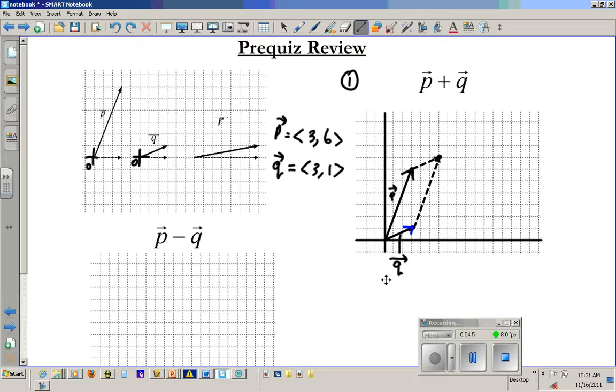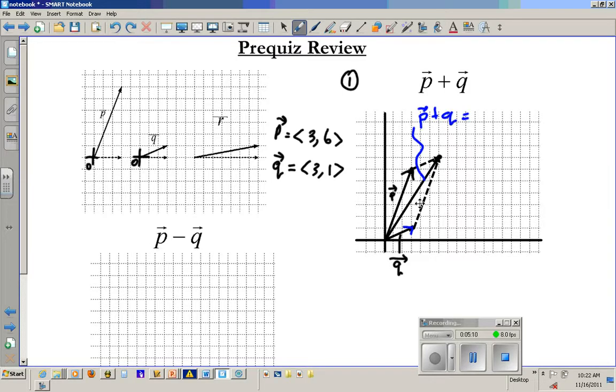Am I done? No. The answer is the diagonal starting from the two tails. Okay, if I start from the two tails where they both meet right here and I draw this diagonal, there goes your answer. Okay, and do indicate it. That is P plus Q.